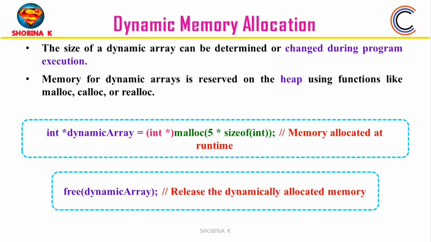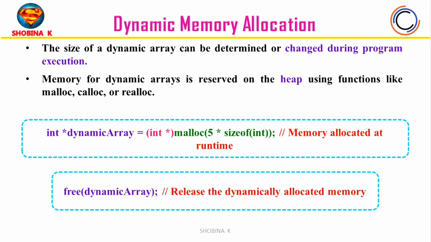(int*). This part is a typecast. It explicitly converts the void pointer returned by malloc to a pointer of type integer pointer, indicating that the memory being allocated is intended to store integers. int* dynamic_array =. This line declares a pointer named dynamic array and assigns the address of the newly allocated memory block. So after this line, dynamic array points to a block of memory on the heap that can hold 5 integers.